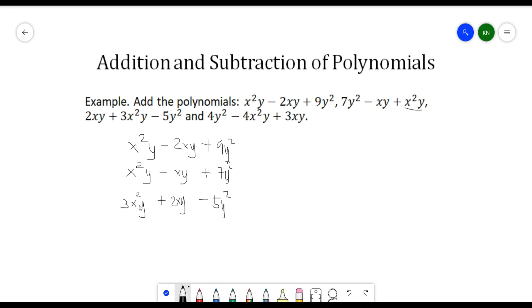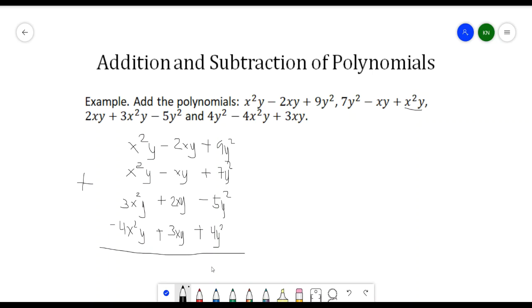And we also have the negative 4x squared y plus 3xy. And the last one is our plus 4y squared. This is plus. Now, we need to perform the addition for all of these algebraic expressions.